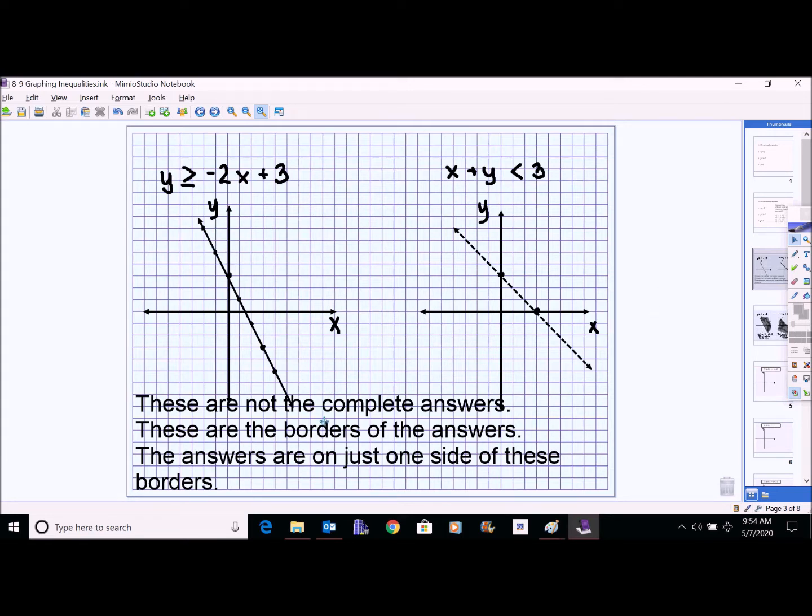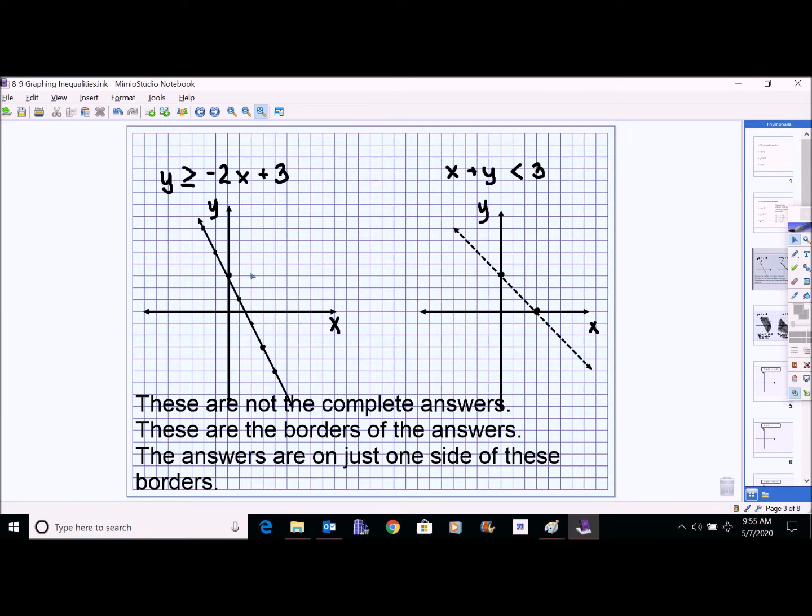So what we're looking for is the portion of this graph that has all the solutions in it. And if you pick a test point such as 0, 0, if you find out that it makes this true, then all of the solutions are on the same side of the border with that solution. If you find out that your test point is false, that means that all of the solutions are where that point is not located. They would be on the other side of the dividing line.